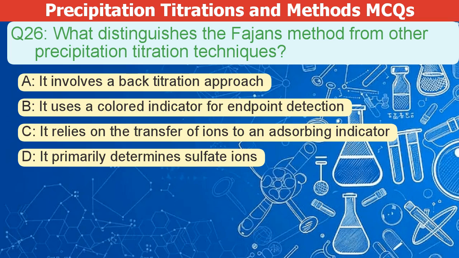What distinguishes the Fajans method from other precipitation titration techniques? A. It involves a back titration approach. B. It uses a colored indicator for endpoint detection. C. It relies on the transfer of ions to an adsorbing indicator. D. It primarily determines sulfate ions.